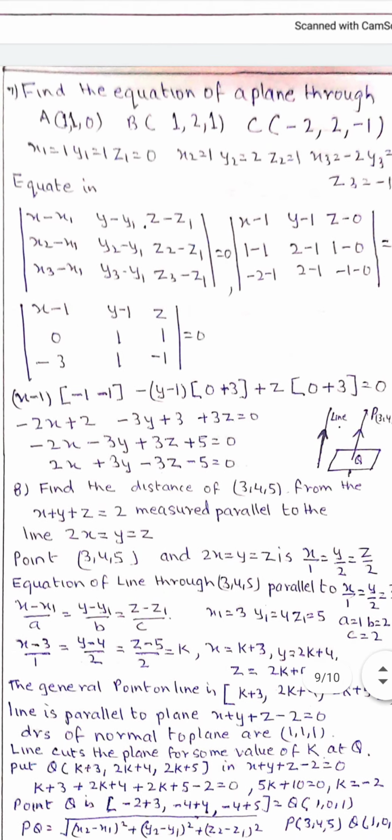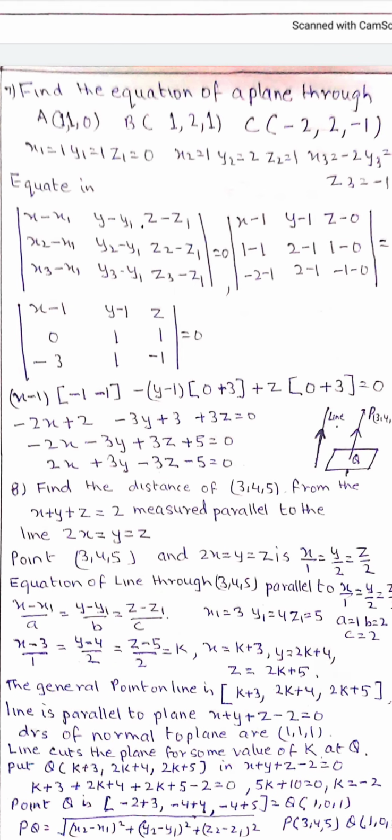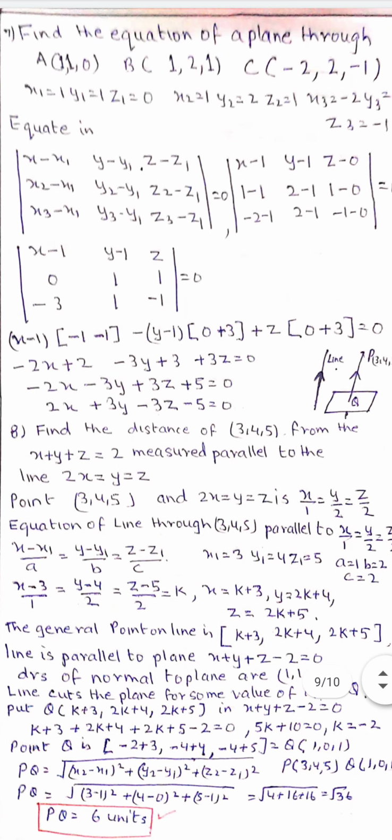After solving, we get the determinant with rows x minus 1, y minus 1, z; 0, 1, 1; minus 3, 1, minus 1. Put it equal to 0. Let us solve it. On solving, we get 2x plus 3y minus 3z minus 5 equal to 0.